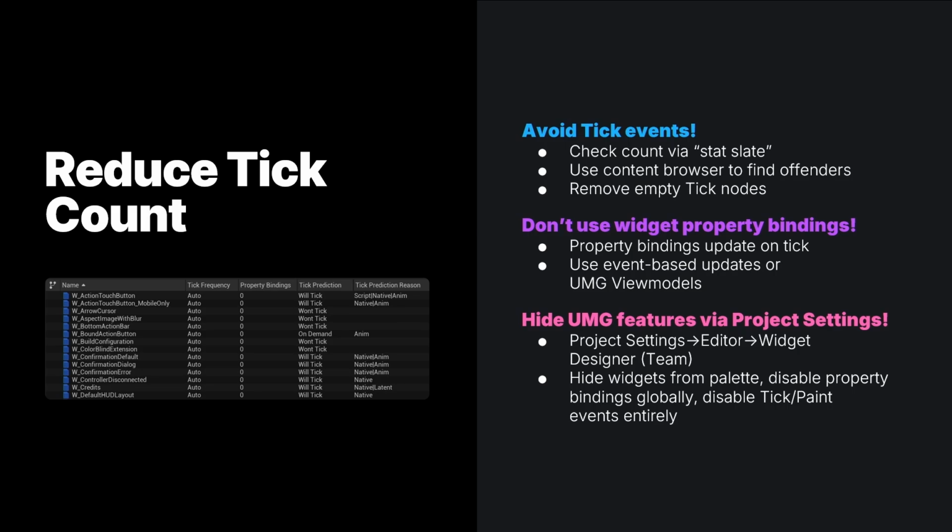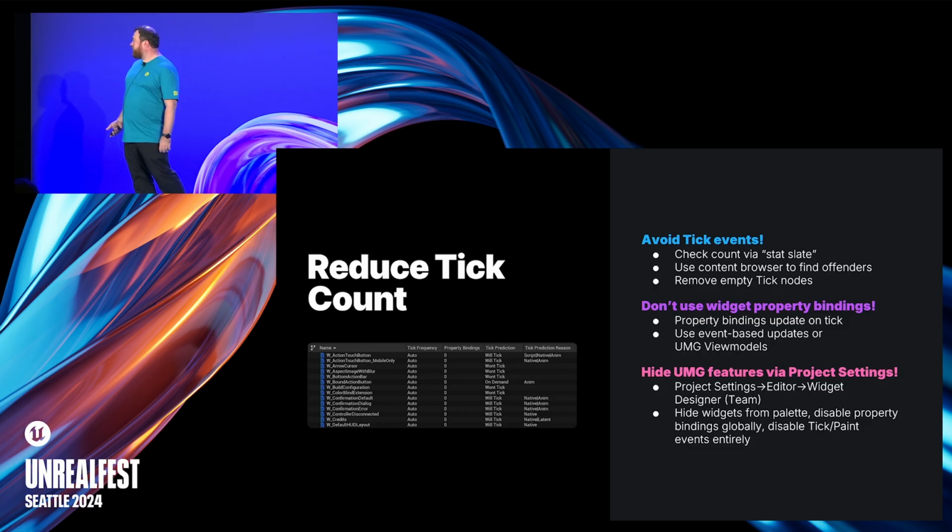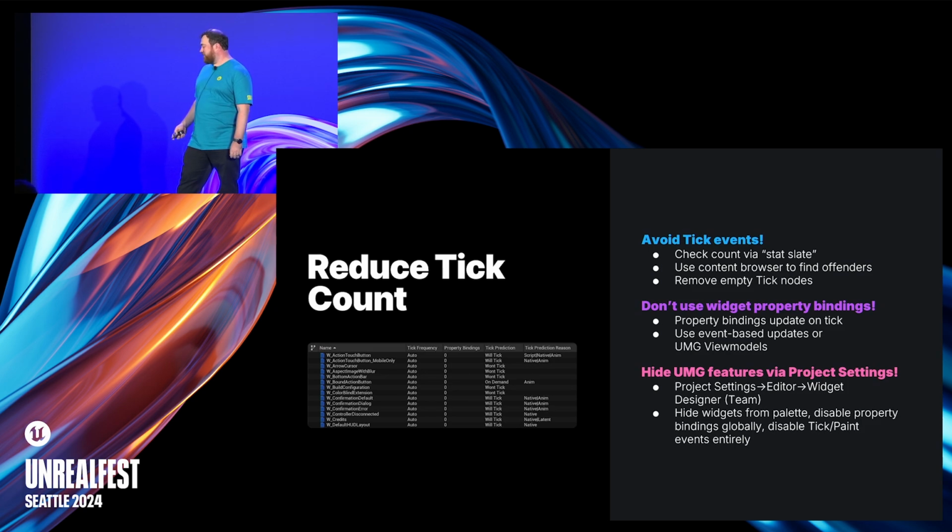So you can see here we have some that are ticking because they have some native code that has a tick function. We have some that are going to tick when an animation plays on demand. And we have some things that just have a tick node in blueprints. So we can find offenders there. We can go take a look at them, see if they should be ticking, why they're ticking, and diagnose some issues.